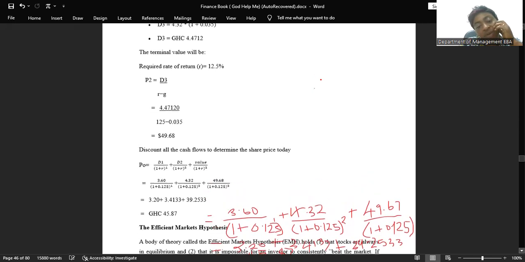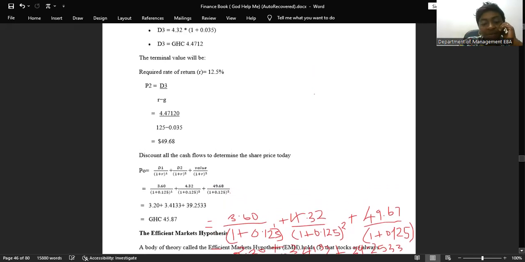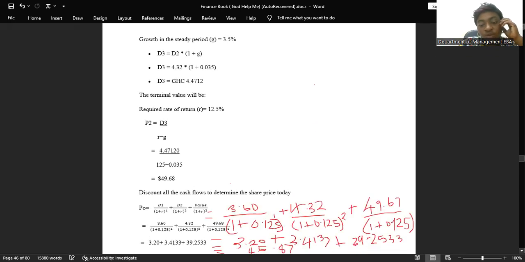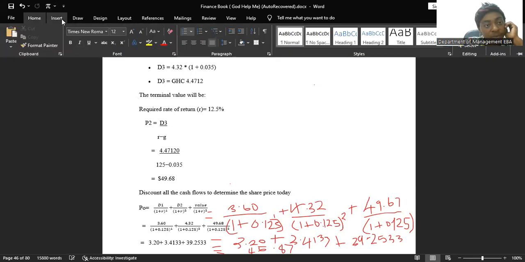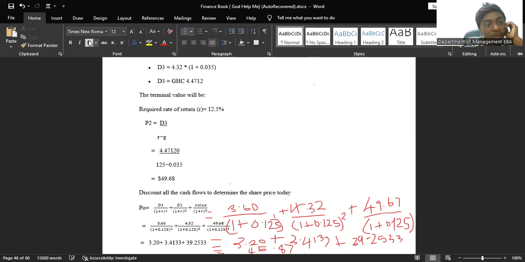I wanted to solve the second one so that you understand. I don't know why today, because I've never thought for this thing to move like this before. I don't know what is happening today. Okay.